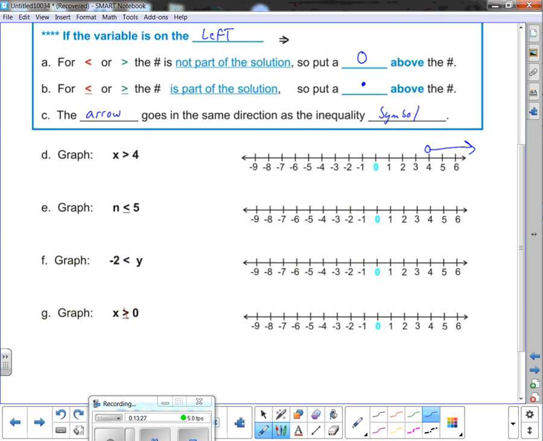Here's what we're saying. The number 4 is not part of the solution. And let me show it to you. Go look over here where D is. If I sub in 4 for the variable, I get 4 greater than 4. Is 4 greater than 4? No, it's not. Now, what if I go to a 5, though? Is 5 greater than 4?